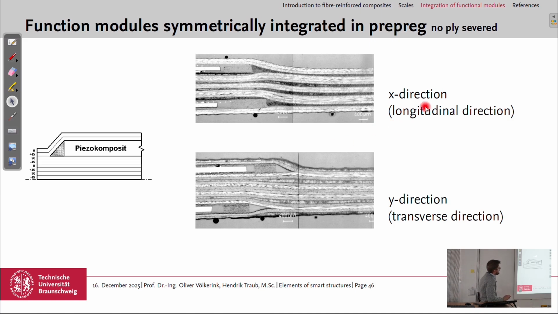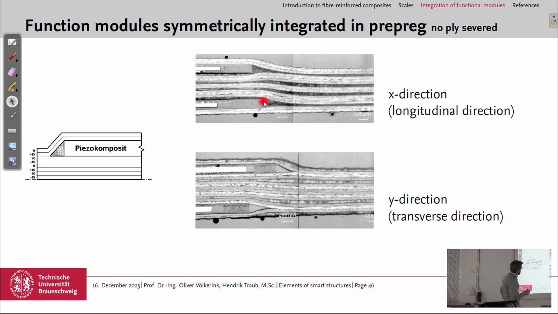The option without plies severed, so a resin pocket here, but no plies cut, looks in real like this. You have the functional modules here, and again here and here. So this microsection is in X direction, longitudinal direction. This is in the transverse direction, and you can see the fibers in the middle going more or less straight, and these have a curvature to go around the functional modules.